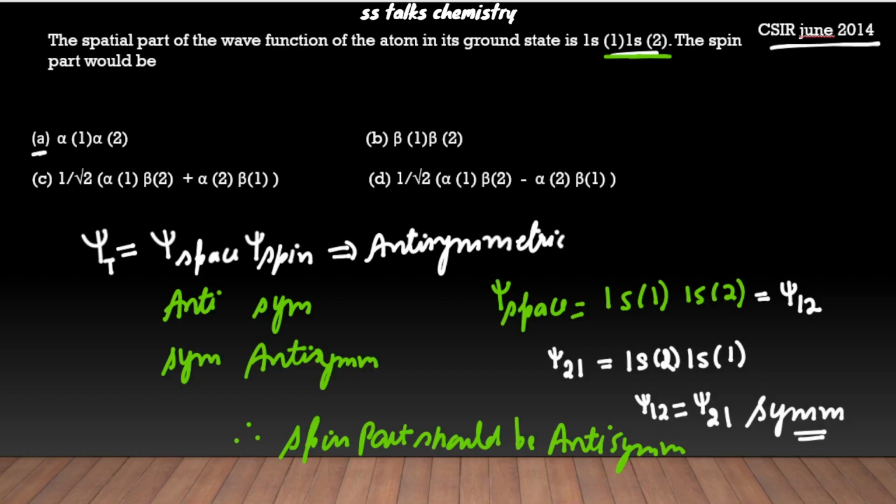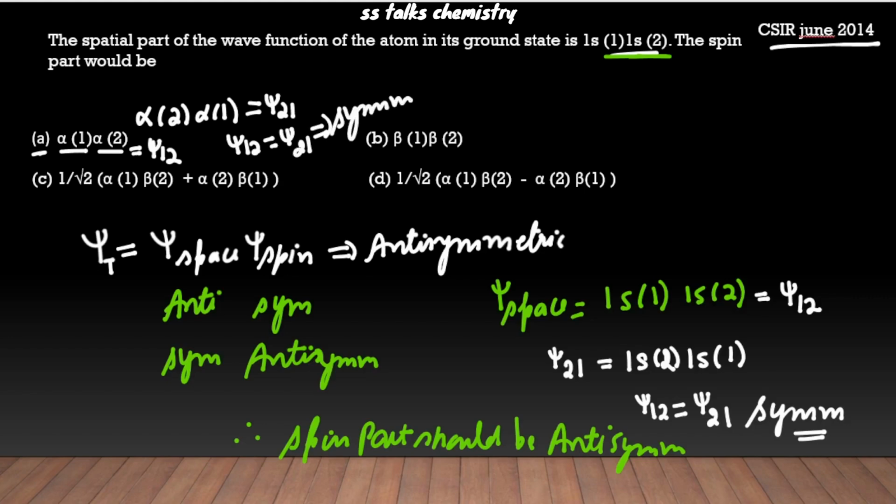So here in option A, it is alpha 1 alpha 2. Now if I interchange the positions of 1 and 2, we get alpha 2 alpha 1. This was your psi 1 2, this is your psi 2 1, we can say. You see no negative sign is coming in front of it. We are getting psi 1 2 equal to psi 2 1 only, which implies that this spin part is symmetric. So this is not going to be the desired one because we want the anti-symmetric part, right?